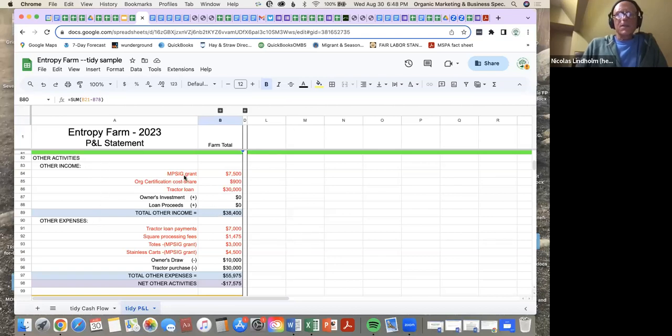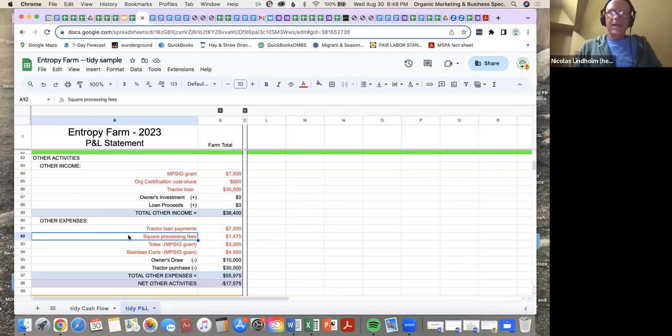So you can see this is where I put the grant. This is where I put that cost share. And this is where I also put in the loan that came in as income. And then this is also where I took out the loan payments. This is where I put the Square or other kind of credit card interest and processing fees. And this is also where I dropped in the grant expenses, which kind of wash out with that grant income.